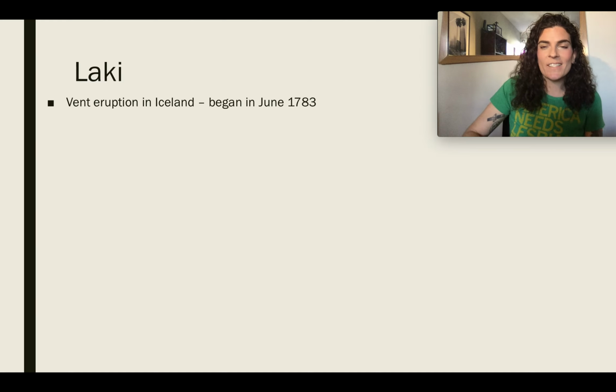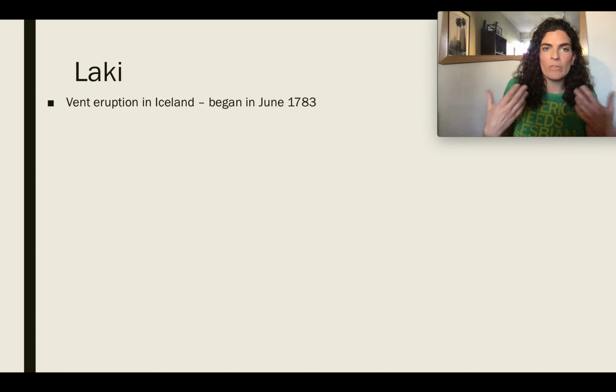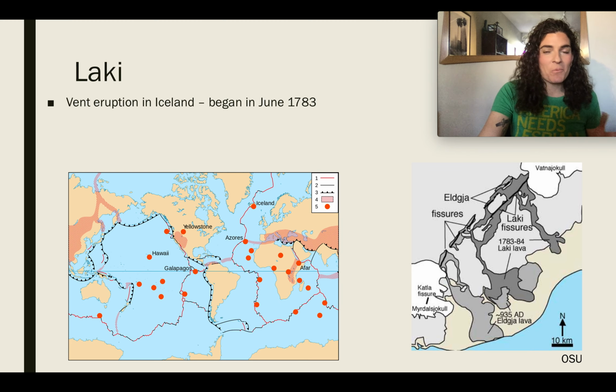Another example is the eruption of Mount Laki, which is a totally different type of volcano in a totally different geographical part of the world. So Laki is in Iceland. It's a vent eruption, so not like a big explosion, pyroclastic. It's more just slow over time. And it began in June of 1783, so much earlier than Tambora.